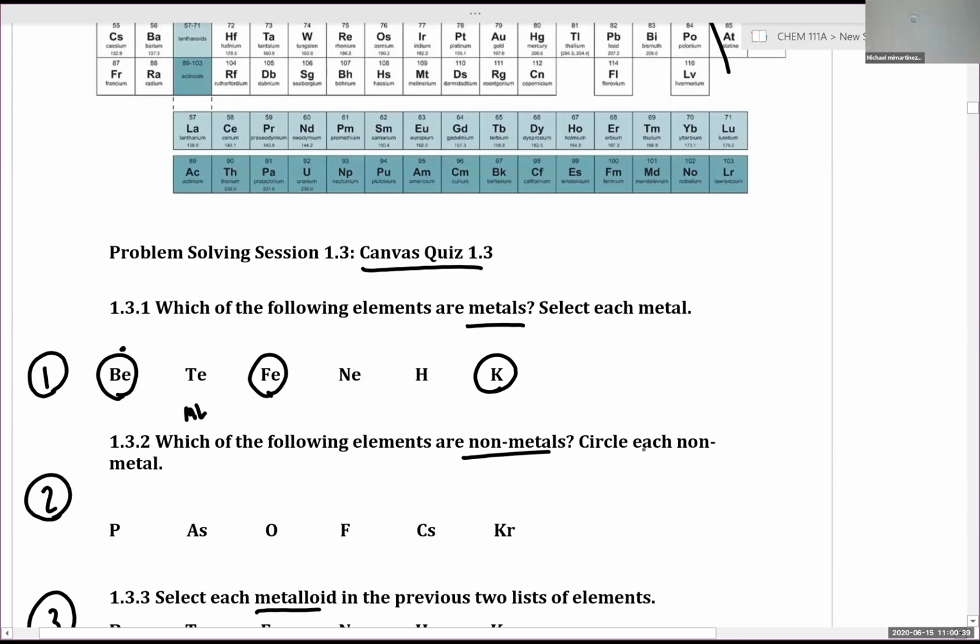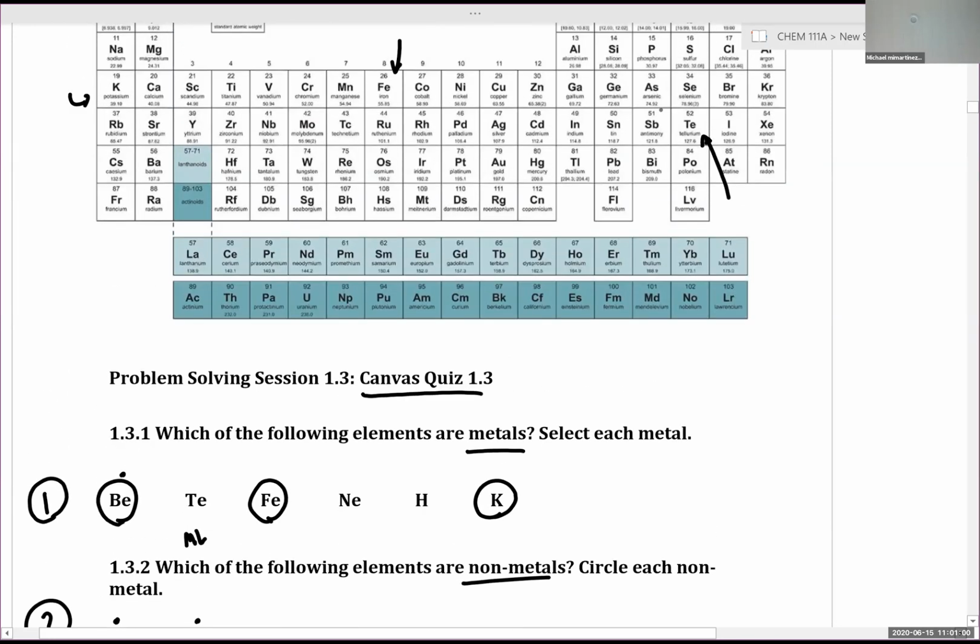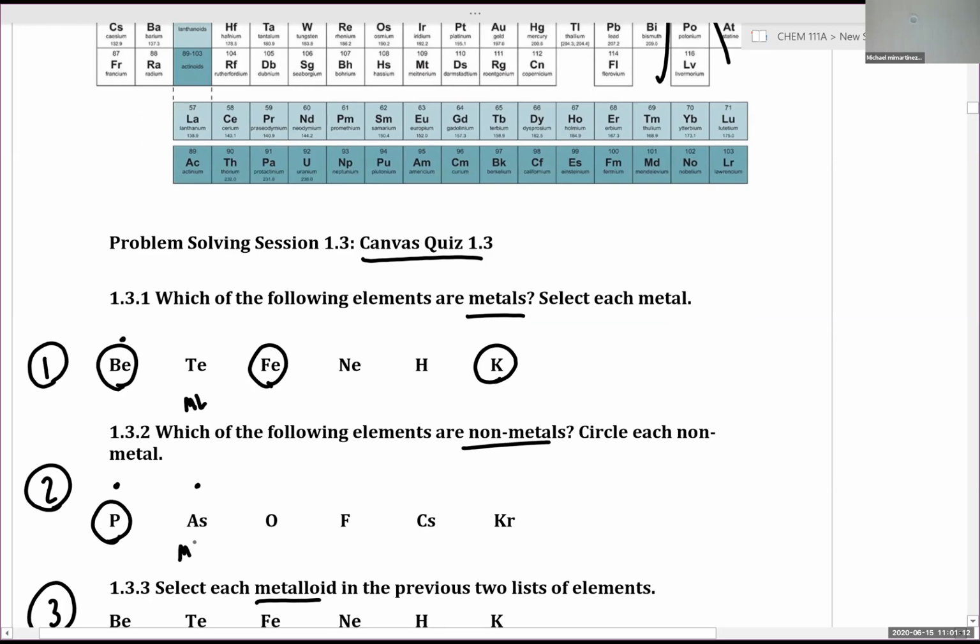Let's work through the non-metals now. We're asked which of the following elements are non-metals. Let's look at phosphorus first. Looking at your own periodic table, is phosphorus a metal or non-metal? Non-metal. Yep, so we'll circle it. Let's look at arsenic now. For this one we'll have to take a close look at the periodic table. Is arsenic a non-metal or is it something else? It falls under a metalloid. Yep, exactly right, so we'll just make a note that it's a metalloid. Oxygen, is oxygen a non-metal? Yes, it's a non-metal. Yep, so we'll circle it.